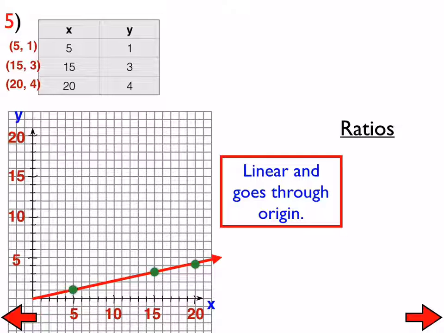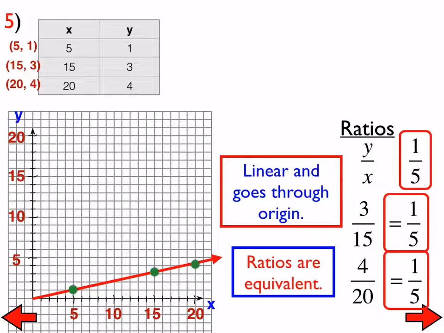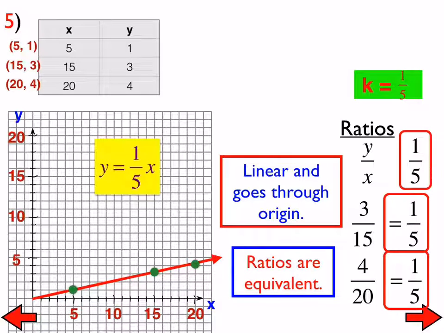As far as the ratios go, we have y over x, which is the output over the input, so we have 1/5, which is already simplified. Second one simplifies to 1/5. Third one simplifies to 1/5. So that's another way to tell that it is proportional, and that happens to be our constant of proportionality. So k is 1/5. The equation would be y equals 1/5 x.